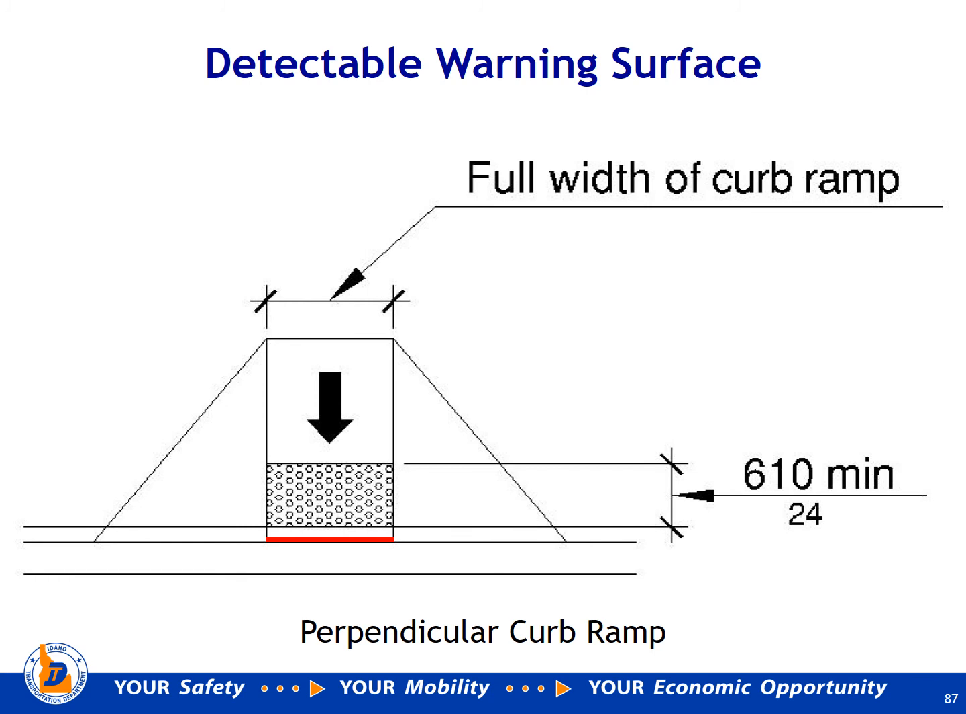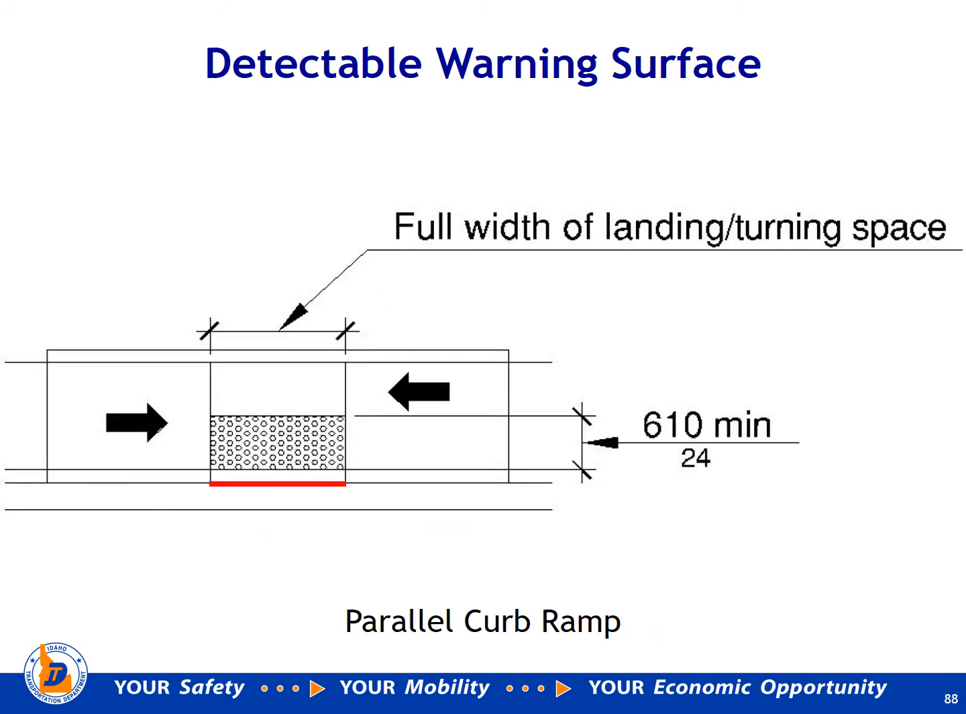Where the bottom grade is in front of the back of the curb, the truncated domes or detectable warning surface is to be placed at the back of curb. Here's an example of a perpendicular curb ramp with the truncated domes placement. Likewise, on a parallel curb ramp, where the bottom grade break is in front of the back of the curb, the detectable warning surface is to be placed at the back of curb.